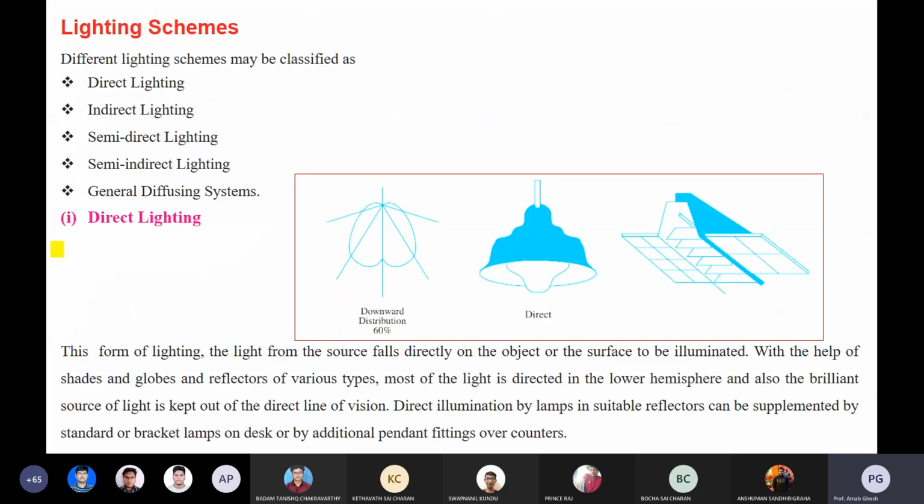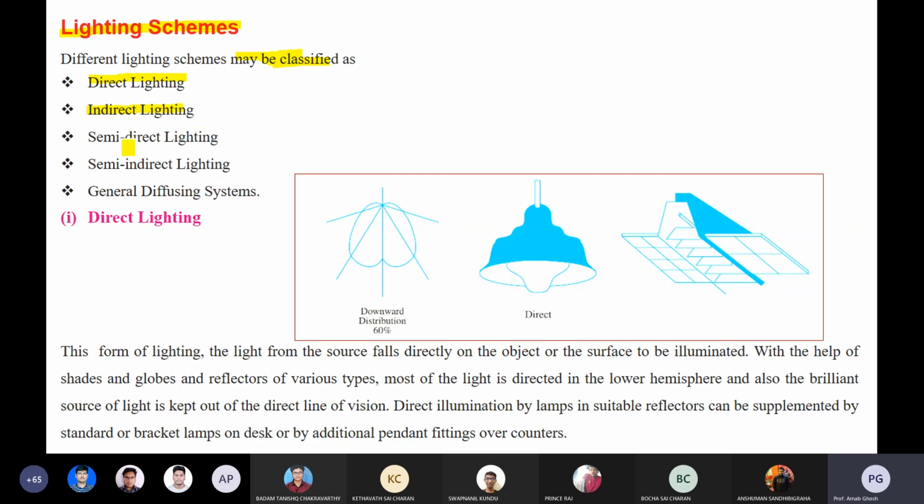So, lighting schemes. What are the different types of lighting scheme based on the availability of the light? They can be classified into 5 types. The first one is direct lighting, then indirect lighting. Direct lighting means light is coming directly from the source without any barrier, without any diffraction.